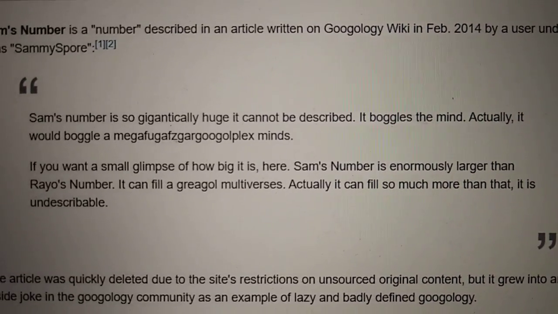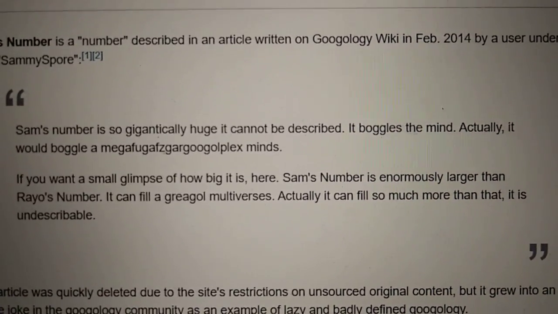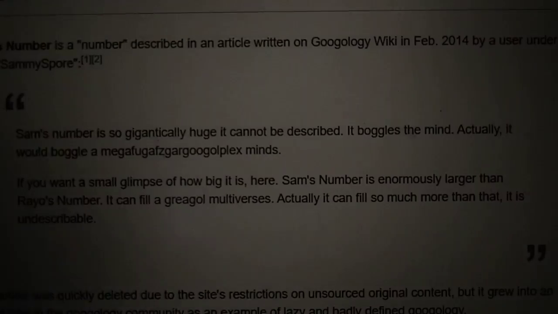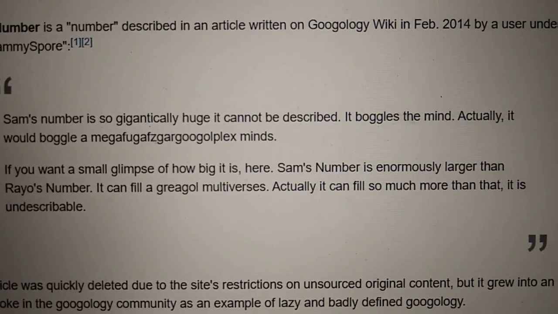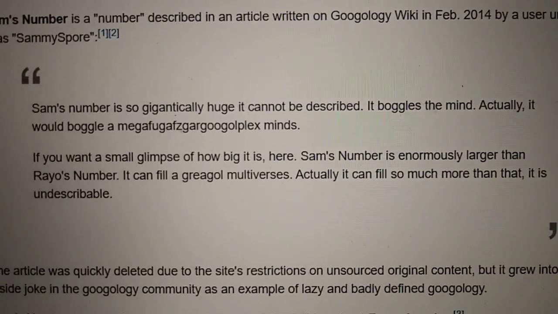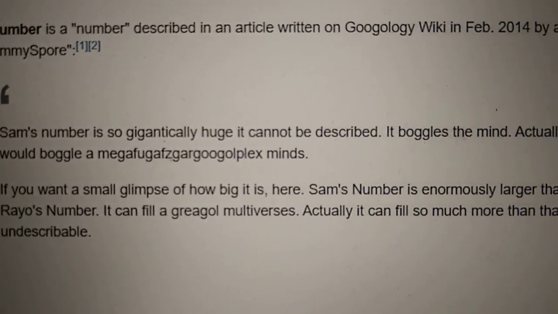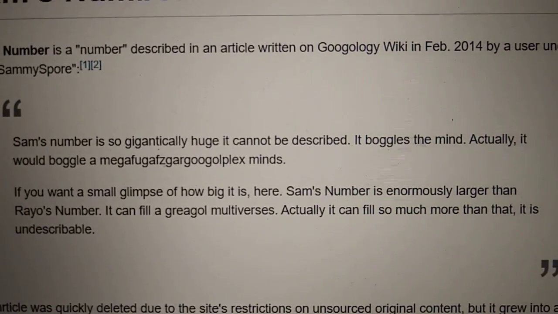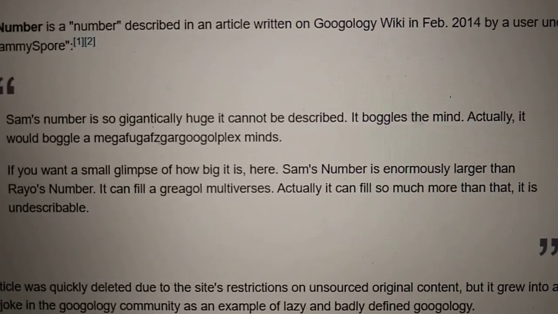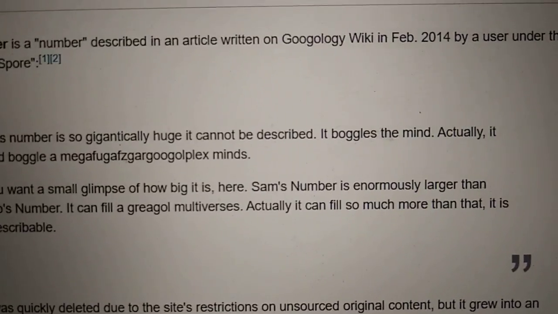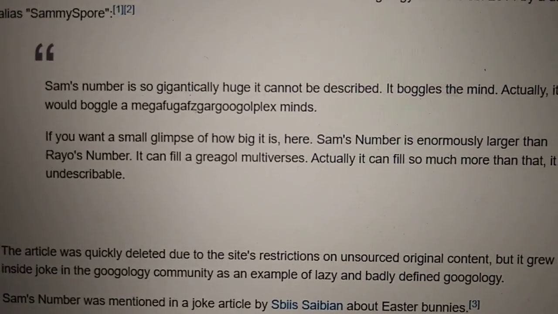So clearly, if you study Googology for a while, you already know that this is basically ill-defined. It's not very well defined at all. Basically, the only useful information here is that Sam's number is enormously larger than Rayo's number, but that's it. The other description is not very helpful. The first statement, so gigantically huge it cannot be described, is true for almost any other big numbers in Googology, you know, G1, G64, or even a googolplex. It boggles the mind, basically saying every big number in Googology boggles the mind. Actually, it could boggle this many minds.